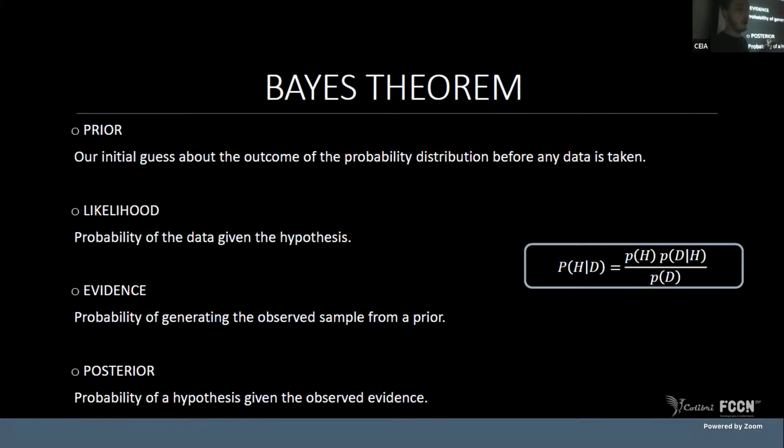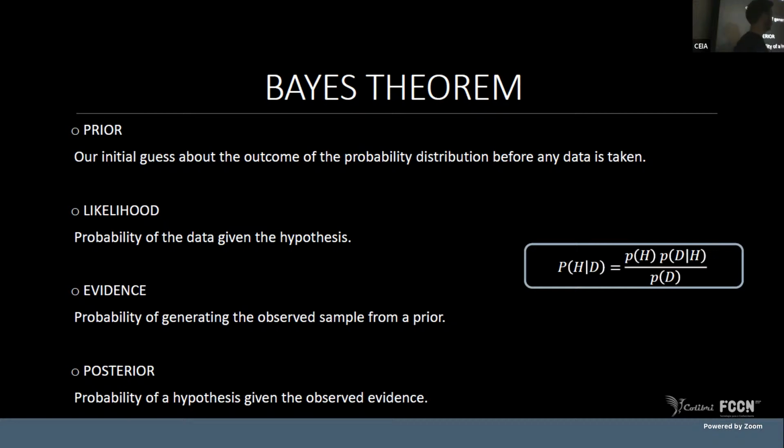So like I said, we have the prior, and what is that? So basically the prior is our hint or our intuition, our initial guess for what is the outcome of the probability distribution before you do any analysis, before you start anything. So you say, okay, I think it's going to be something like this, and that's your prior. Then we have our likelihood. So likelihood is the probability of the data given the hypothesis. So you have your hypothesis, and the likelihood tells you how probable it is for you to measure the data that you have. Then you have the evidence, the probability of generating the observed sample from a prior.